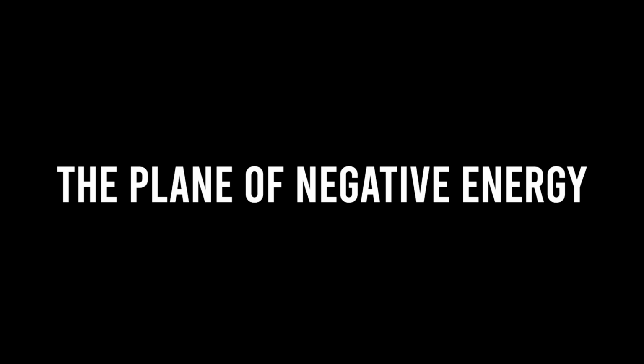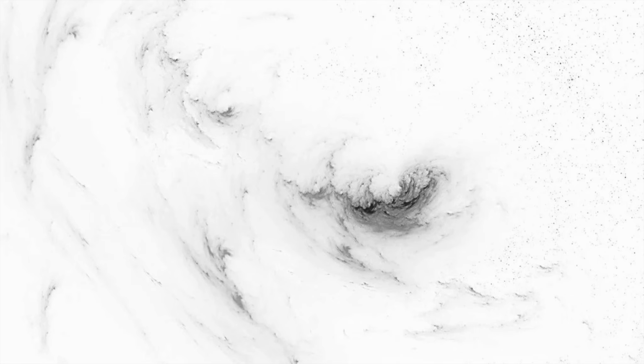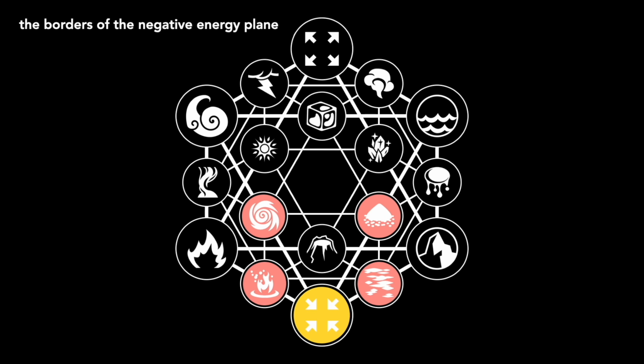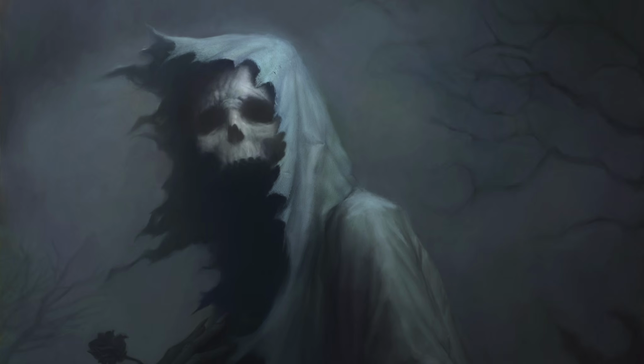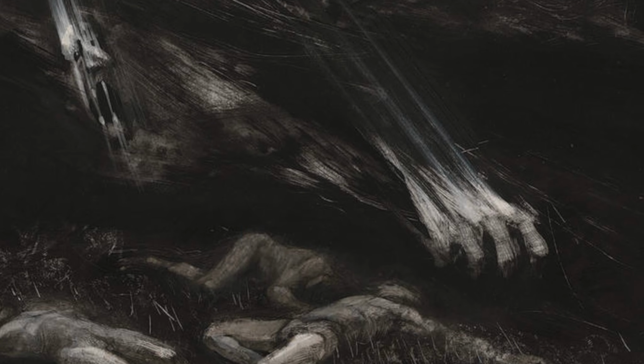Negative energy. On the opposite end of the spectrum is the plane of negative energy. Where the positive energy plane was a bright place of overabundant life-giving power, the negative energy plane is a place of unmatched death, dread, and unspeakable blackness. Fittingly, it's also called the plane of death. Other names include the Black Barrier, the Great Void, and the Cold Land.